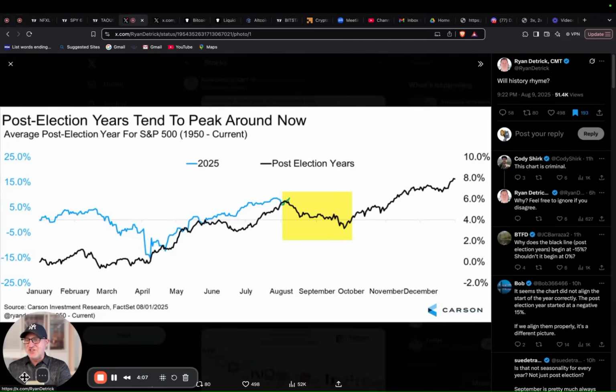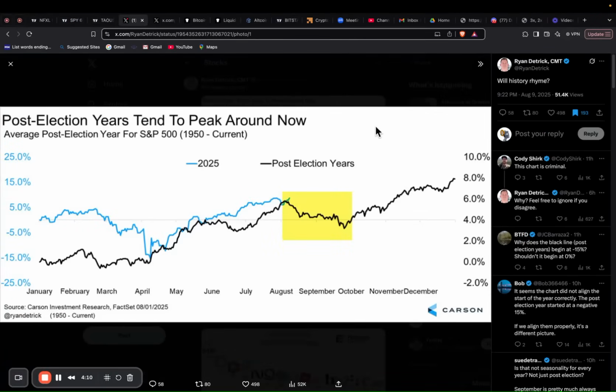And so just remember that with the SPY here, post-election years tend to peak around about now. So from 1950 through to current, so for the last 75 years, this is what generally after a post-election year, the average has been that we start to trend downwards. We make a peak in August and then we bottom out in October before then heading up for November and December. Now, of course, history doesn't always repeat, but it often rhymes.